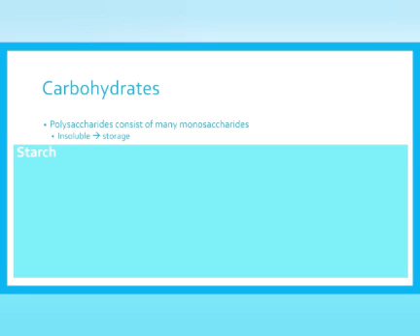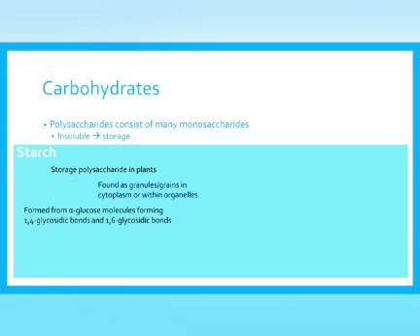One of our main polysaccharides is starch, and this is a storage form of glucose which is used in plants. It's predominantly found as granules or grain in plant cell cytoplasm or within organelles such as chloroplasts. Our starch is composed of alpha-glucose monomers, and we get two types of bonds forming between the alpha-glucose monomers, which are 1,4-glycosidic bonds and 1,6-glycosidic bonds.